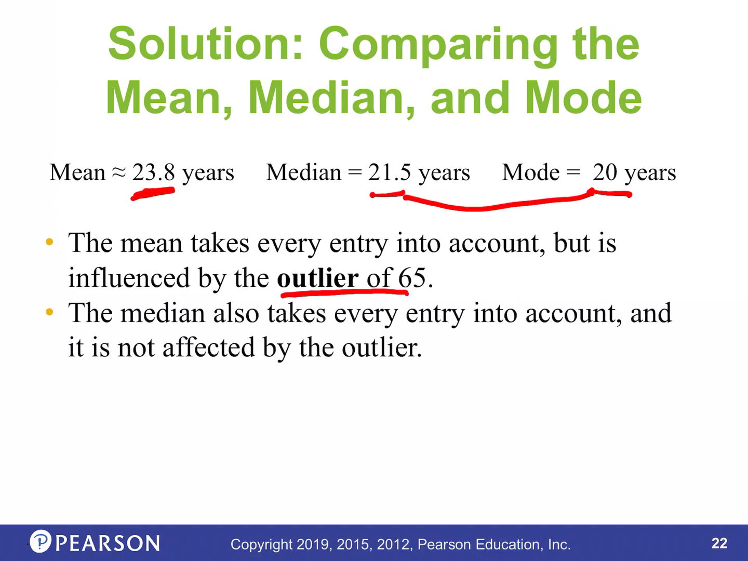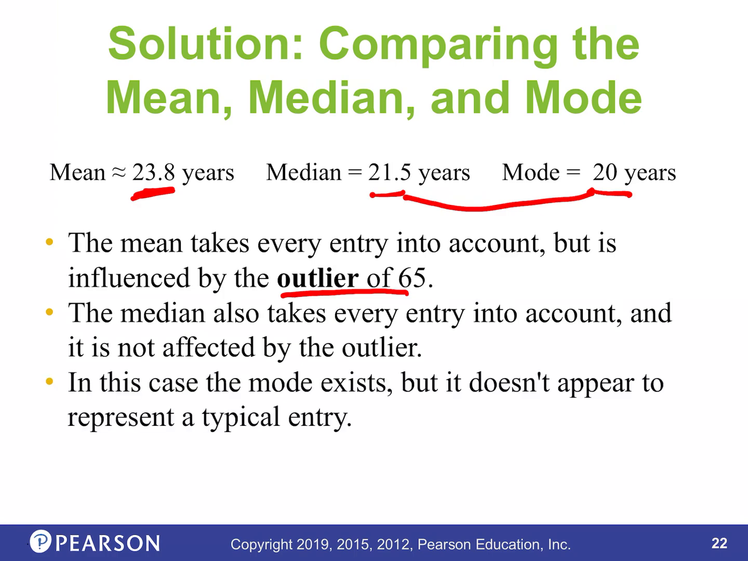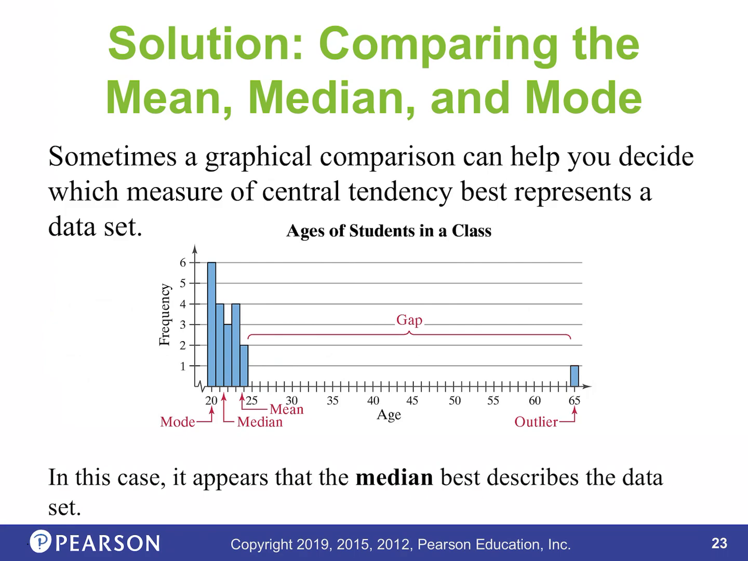The median also takes every entry into account and is not affected by an outlier. In this case, the mode exists, but doesn't appear to represent any typical entry. And here you can see this big gap. Sometimes graphical comparisons can help you decide which measure of central tendency best represents the data set. So here we have all of our data, well, most of it in the general sense, and then we have that 65 entry we had. Look at the big gap.